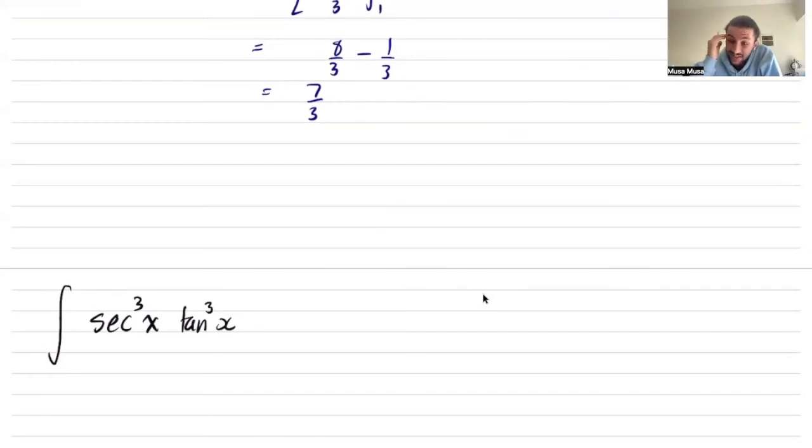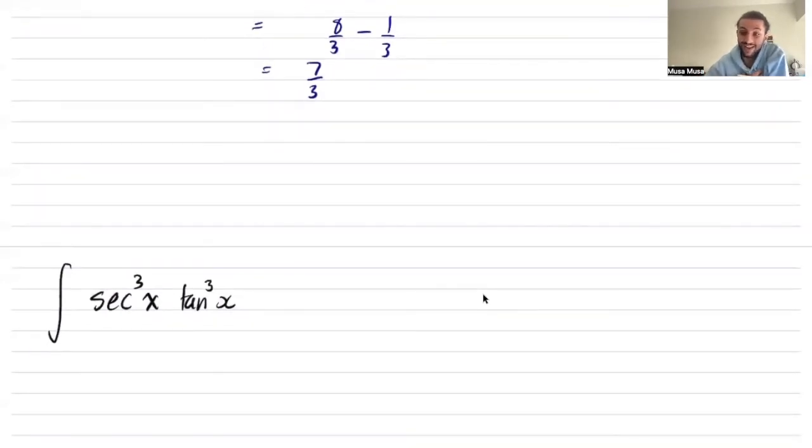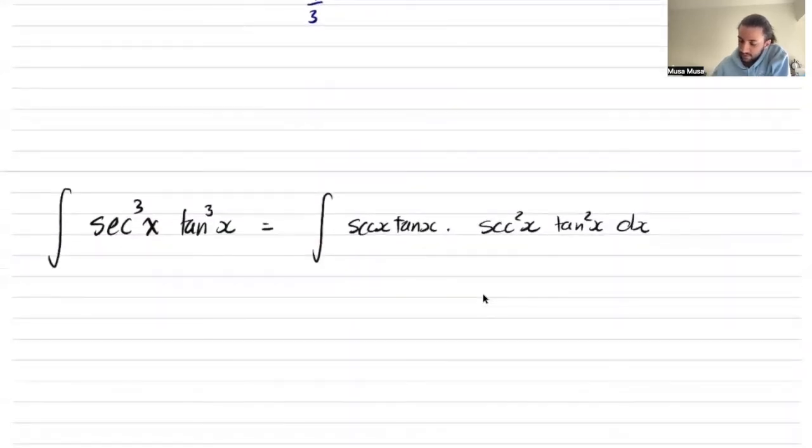Okay, maybe you want to isolate a sec squared. Maybe you want to isolate a sec x tan x. Because either way, it's either going to be reverse chain rule for sec or reverse chain rule for tan. So it's up to you. I think we should isolate a sec x tan x. And then we're left with sec squared x, tan squared x. Okay, how does this help? Well, what does tan squared x equal? Doesn't it equal sec squared x minus 1?